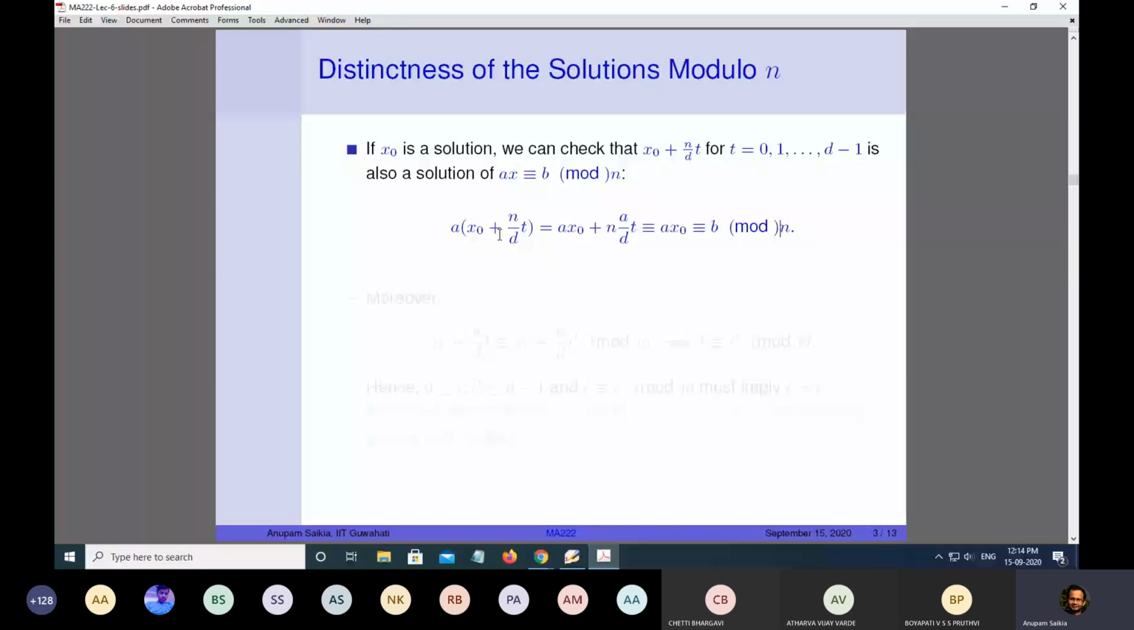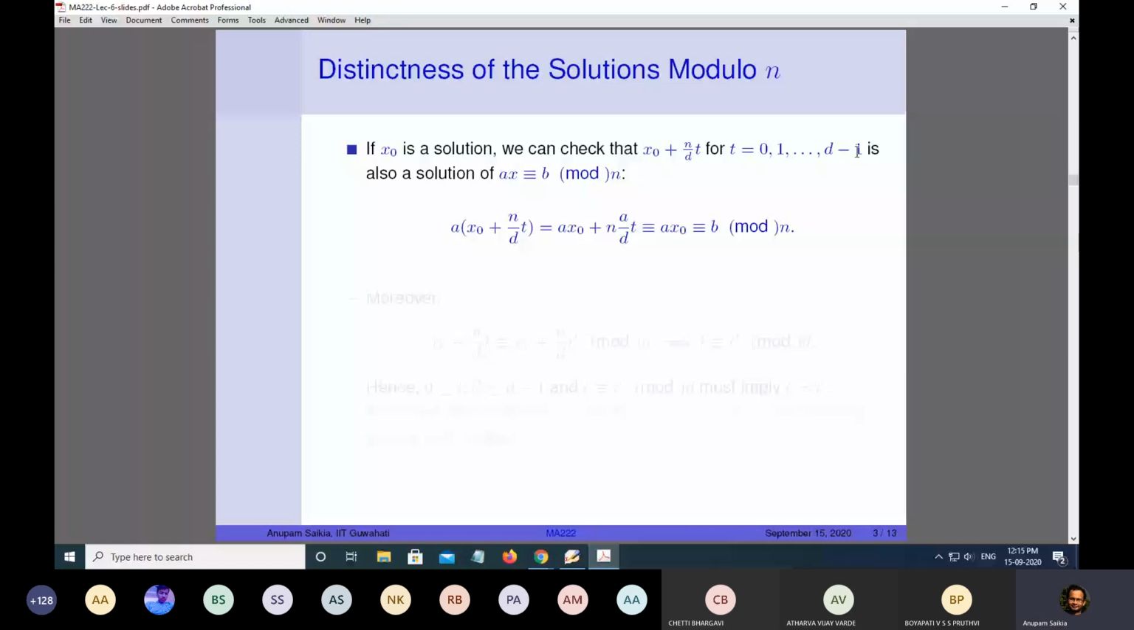What about t? What t works here? Any t works actually. Okay, but we are adhering to only these ones, because we'll show that any other solution will be congruent to one of these. So in fact for any t, this is a solution, but we want distinct solutions modulo n. So taking t from 0 to d minus 1 is enough.